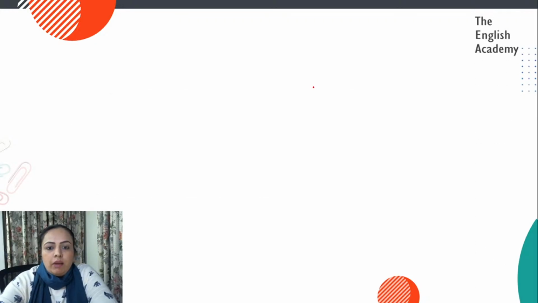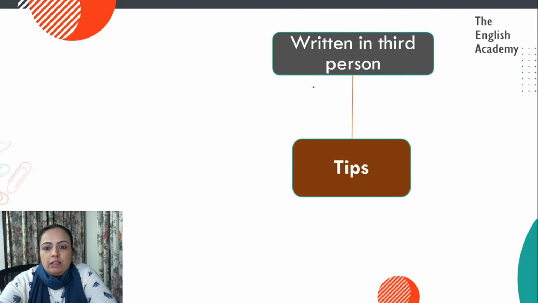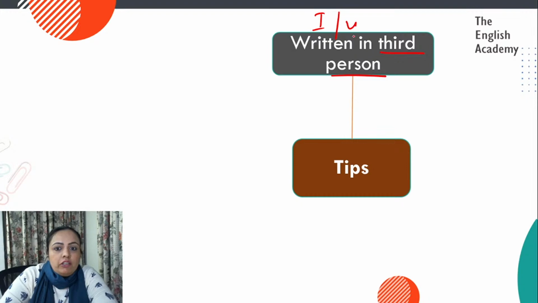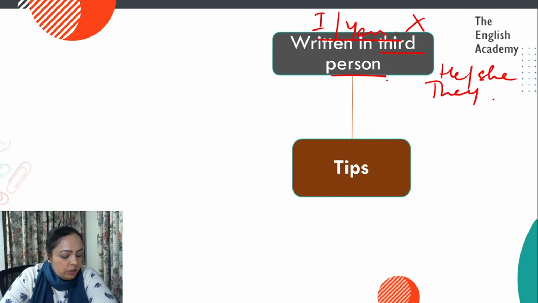So let us check them out, and the first tip is that it is to be written in third person. Third person means आपने I या फिर you वाले pronouns को use नहीं करना है, right? You can use pronouns like he or she or they. Okay, so this is how you have to write in the third person.